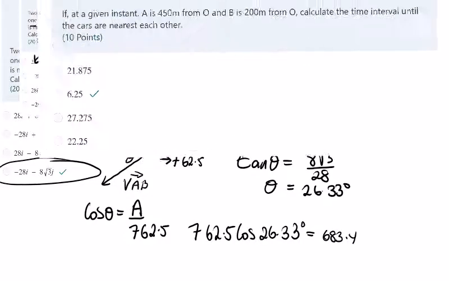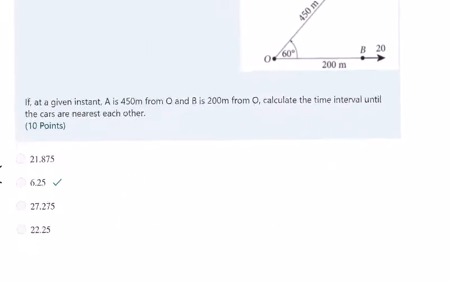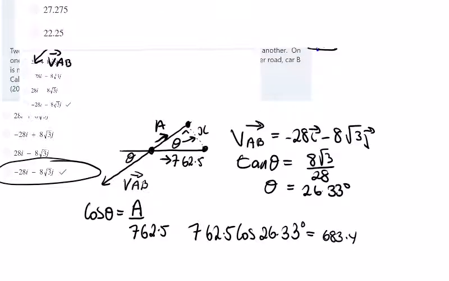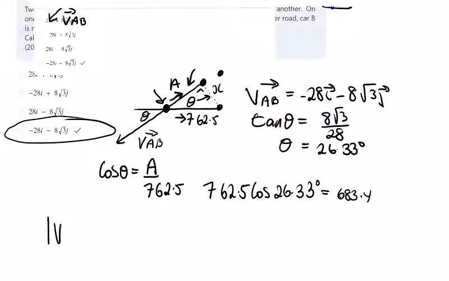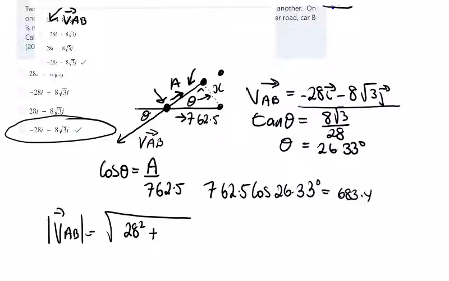So what's that telling me? 683.4 is this distance in here, from here to here. So how long does it take to travel along that section? We have how long it took to travel from back here to O, 28.125. So we need the magnitude of the velocity of A relative to B, the square root of 28 squared plus 8 root 3 squared, which is 192.